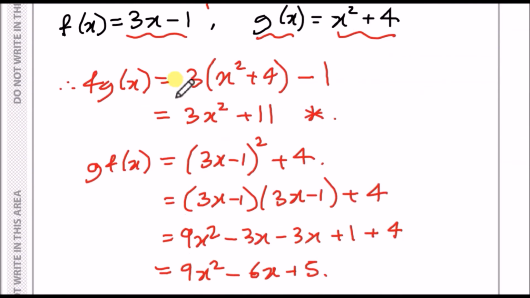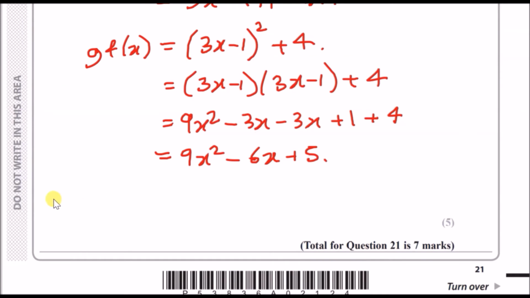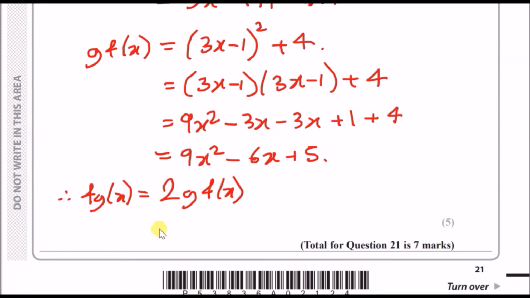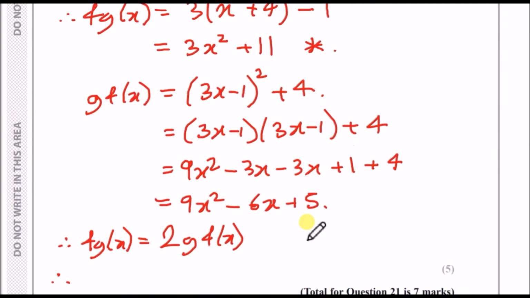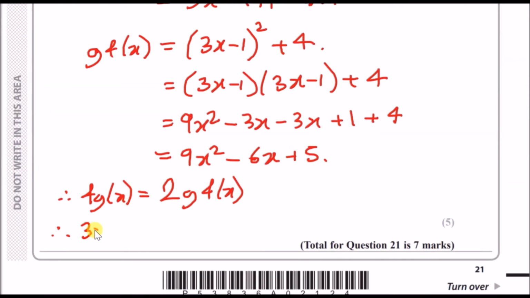It says, given that fg(x) equals 2 times gf(x), we basically just need to form an equation then. So fg equals 2 times gf, alright? So let's copy our fg function first. So our fg was 3x squared plus 11, so okay. And now we're going to equate that to 2 times that gf function. So let's just double that whole expression here. So you should get 18x squared minus 12x plus 10.